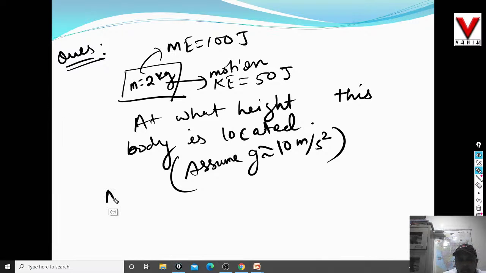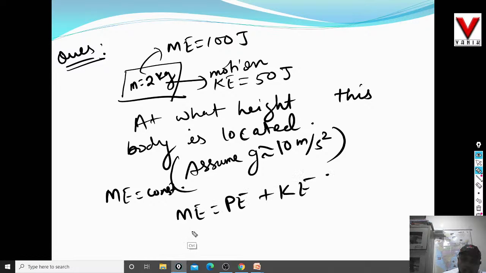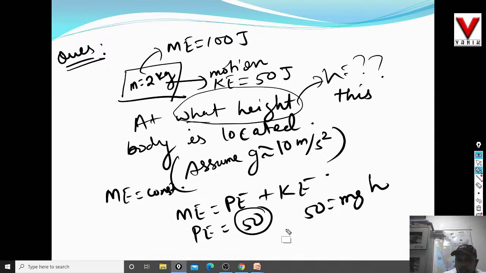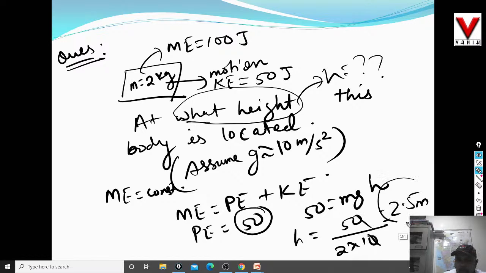See, we know that mechanical energy is constant. Conserved mechanical energy is potential energy plus kinetic energy. So potential energy will be mechanical energy minus kinetic energy. So 100 minus 50, you have 50. Now this 50 can be written as m into g into h. It is asking at what height, so you have to find out h. So h can be written as 50 by 2 into 10. So yes, it is located at a height of 2.5 meter.